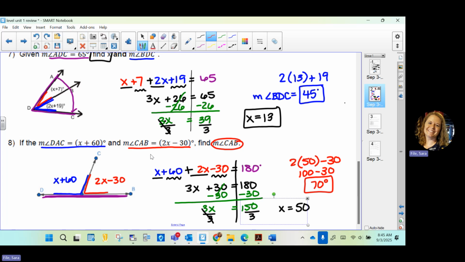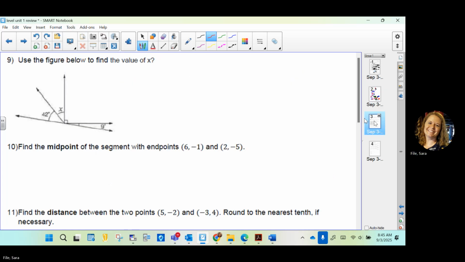How would you feel about those? Okay. All right, let's go ahead and flip that page then.